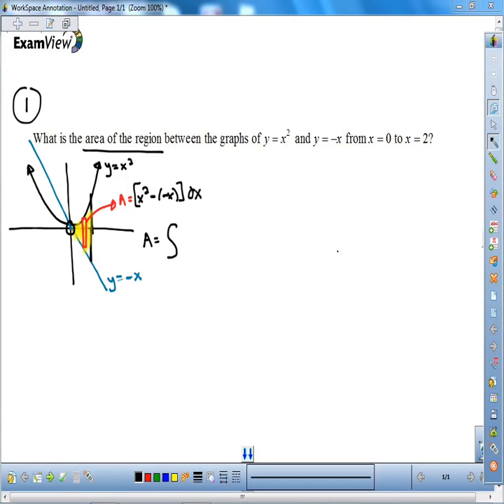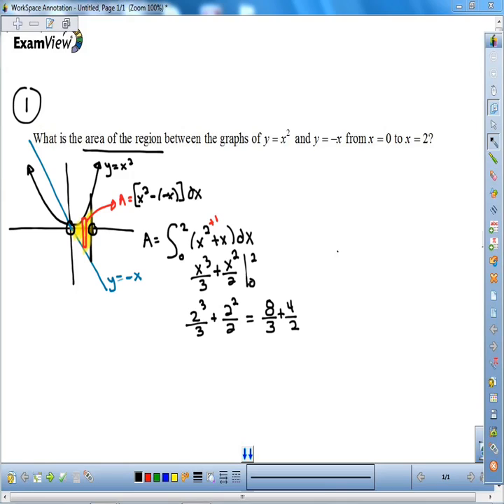So I'm going to be going from 0 to 2 of x squared plus x dx. So now taking the antiderivative of x squared, we're going to add 1. So we get x cubed over 3 plus x squared over 2, and I'm going from 0 to 2. So 2 to the third plus 2 squared, so that would be 8 thirds plus 4 halves, and that would be 14 thirds.